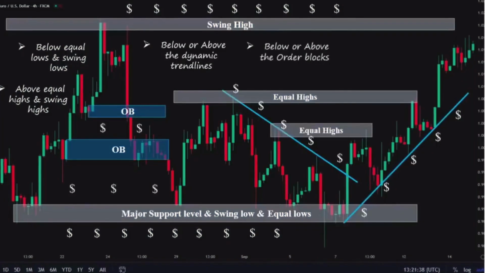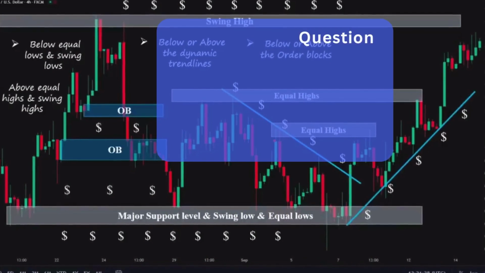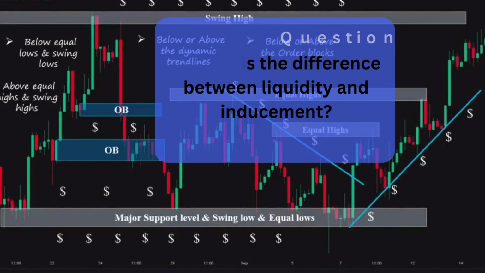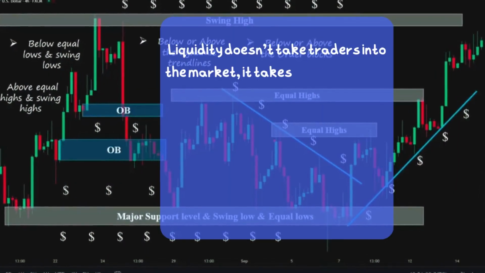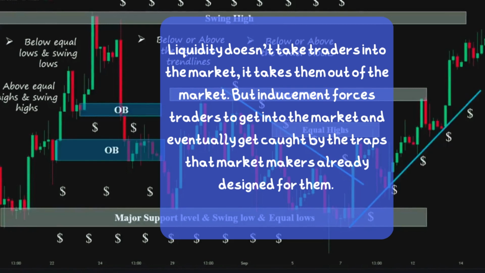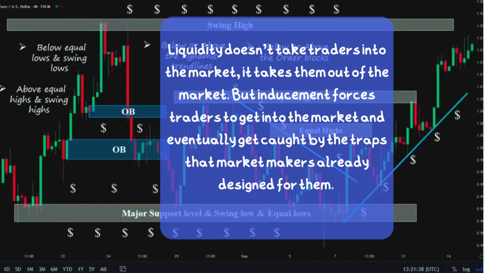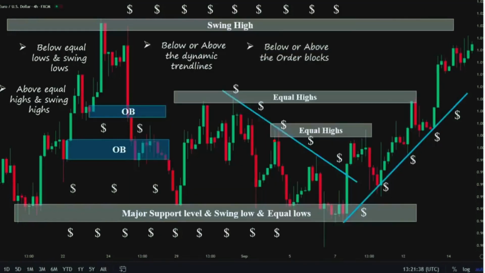Now we know the basics of liquidity and inducement. So what is the difference between liquidity and inducement? Liquidity doesn't take traders into the market. It takes them out of the market. But inducement forces traders to get into the market and eventually get caught by the traps that market makers already designed for them. We already discussed both inducement and liquidity, and now we have important information about them. In the following, I am going to show you how to use inducement and liquidity in your trading plan to avoid getting trapped by market makers and reduce your potential losses.